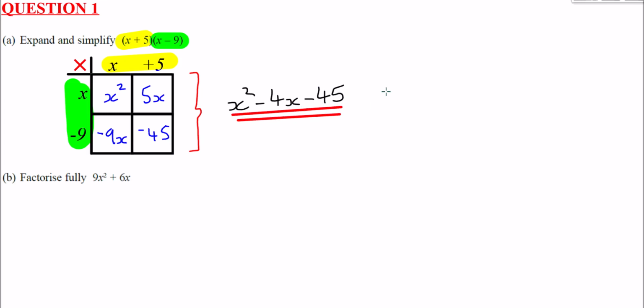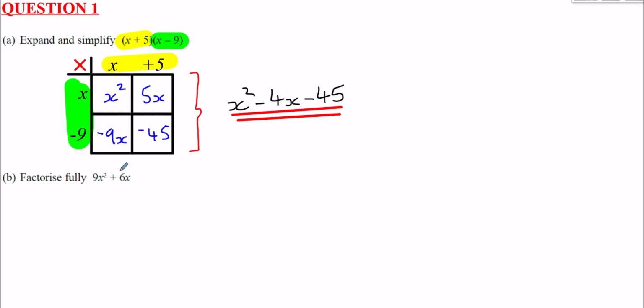Part B, it says to factorise fully. Now, to say factorise fully is actually a hint. A common mark to lose here is just to factorise partially. What you need to spot is the numbers here, 9 and 6, there's a smaller number that fits into both 9 and 6, which is 3, and there's also an x in each grouping. So what number here fits into 9 and 6? And you want the biggest number possible.